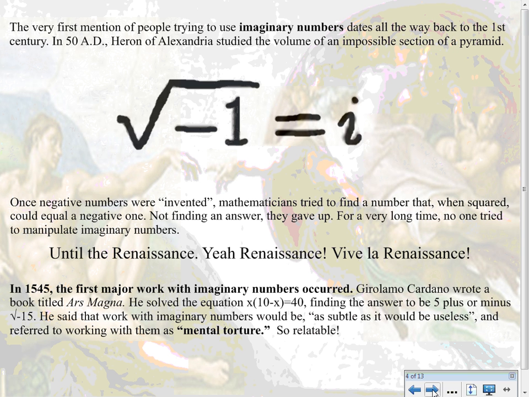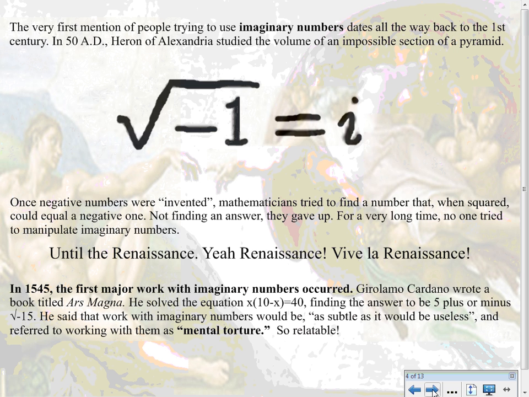So once negative numbers really got invented, mathematicians tried to find a number that, when squared, could equal -1. They didn't find an answer, so they just threw it out. And for a long time, no one really studied anything to do with that. But behold the Renaissance. Yes, the Renaissance. That picture in the background is a classic picture from the Renaissance.